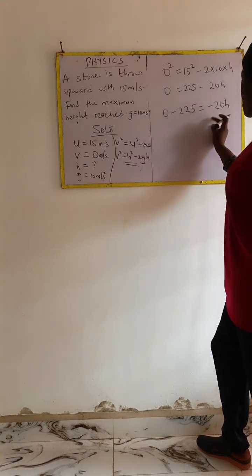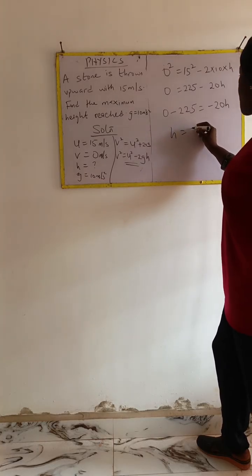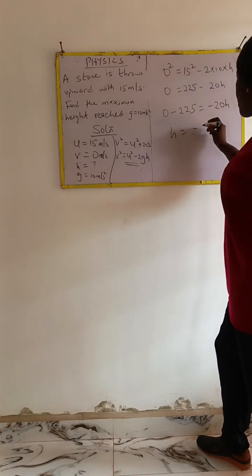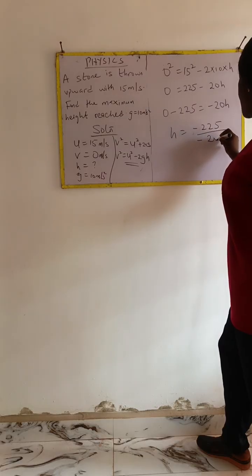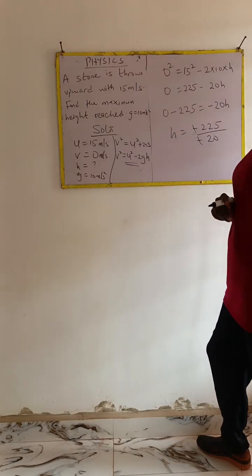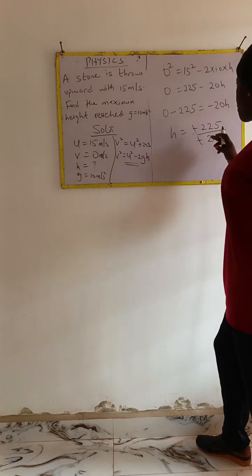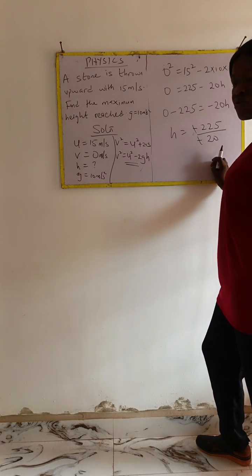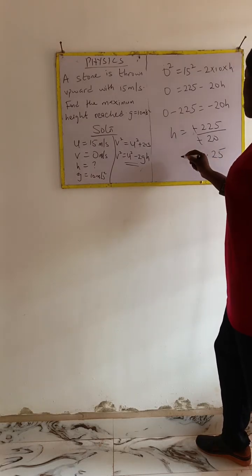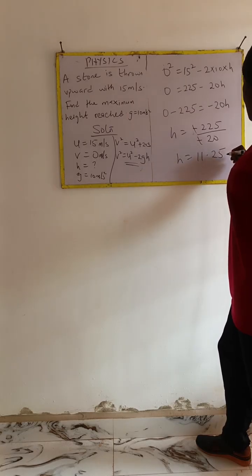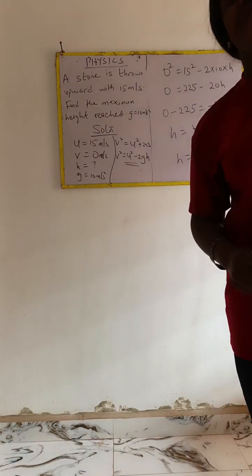So for me to have the coefficient of h, I have minus 225 divided by minus 20. The negative sign will cancel the negative sign. If you punch your calculator, 225 divided by 20, I have 11.25. Since we are looking for h, my answer will now be 11.25 in meters.